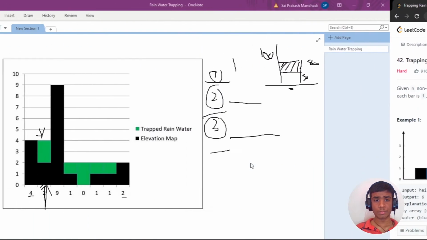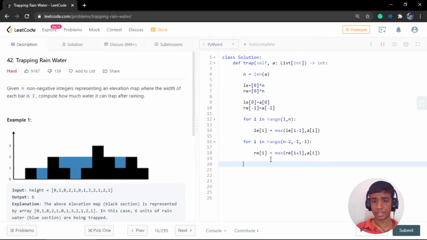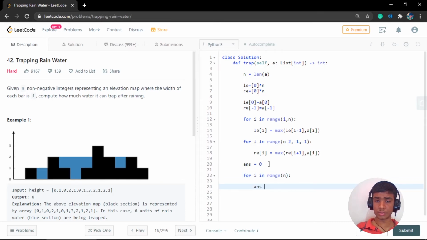So if we go back here, we know what is the maximum left elevation, and by using that we can simply calculate the minimum of both. And we can also know the present elevation which is present in a, right? So step 1 is completed. Let's initialize an answer with 0. Let's run a simple loop for I in range of n. And the answer is going to be appended at each step with the minimum of. So this is our second point.